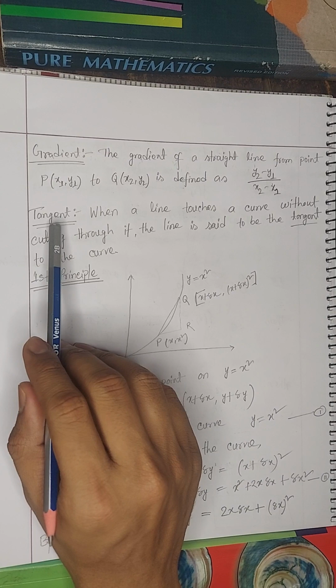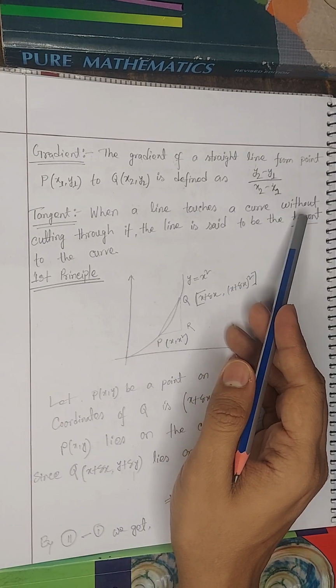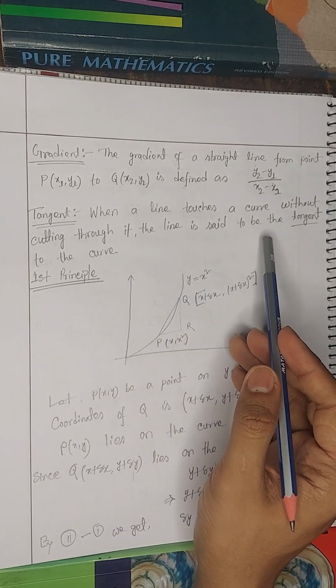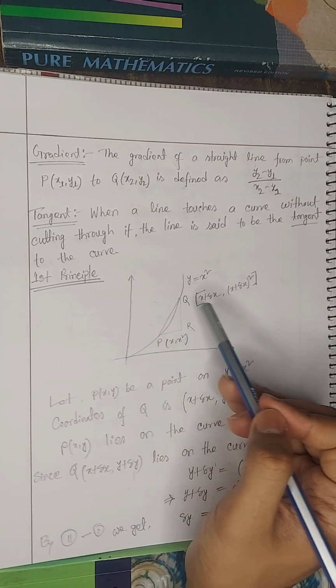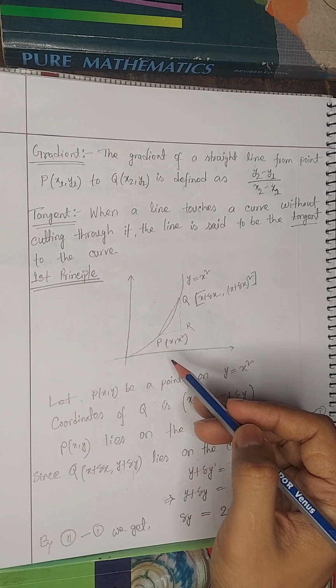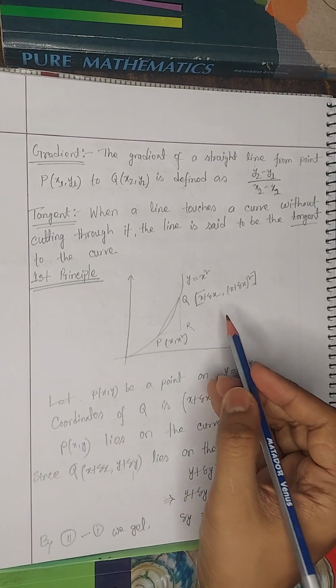And then what is the tangent? When a line touches a curve without cutting through it, then the line is said to be the tangent to the curve. Here then is the first principle of differentiation.